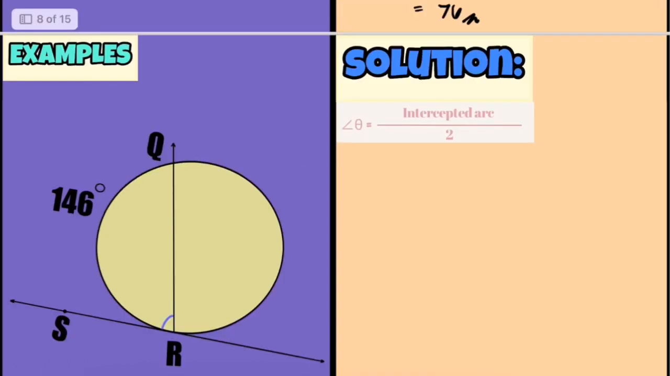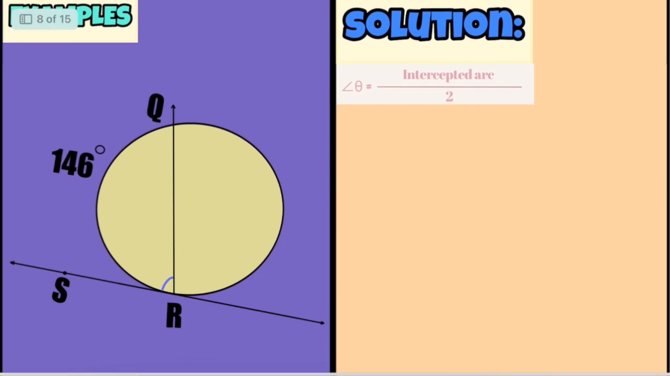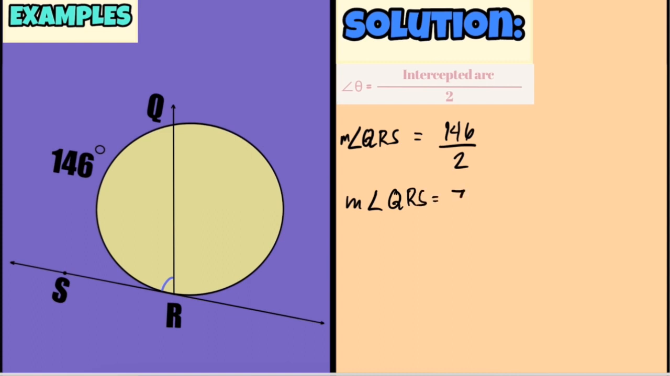Let's continue with another one. This one's much easier because this time we're given the actual arc measure. The actual arc measure here is from Q to R, 146 degrees. Do you have the angle for QRS? We don't have the measurement. That's why we're going to look for it. So let's start with QRS, the measurement of this intercepted arc. Again, it's 146. Then we divide it by 2. So the measurement of QRS is equal to 73. And that's your answer. As fast as that.